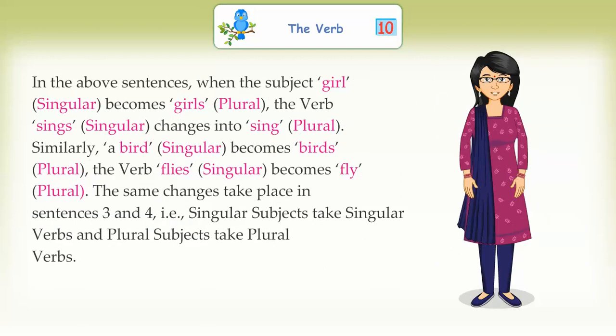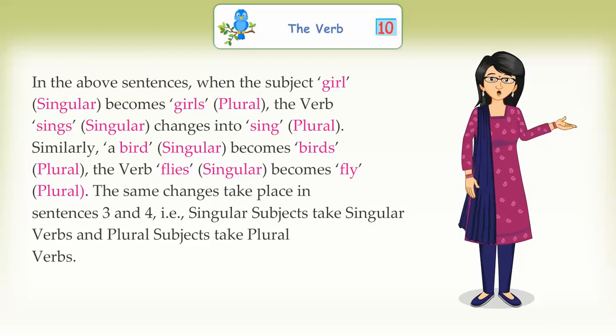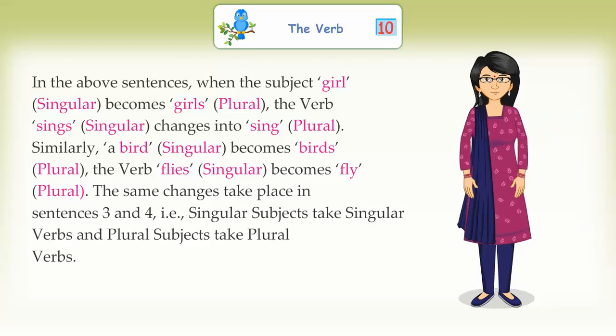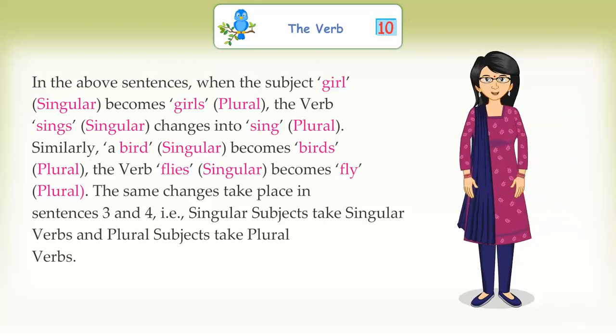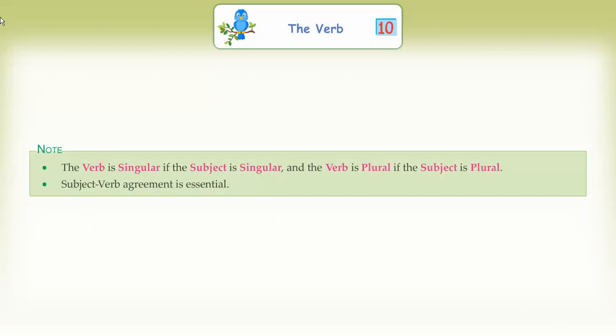In the above sentences, when the subject girl, singular, becomes girls, plural, the verb sings changes into sing. Similarly, a bird becomes birds, the verb flies becomes fly. The same changes take place in sentences 3 and 4, that is, singular subjects take singular verbs and plural subjects take plural verbs. Note, the verb is singular if the subject is singular and the verb is plural if the subject is plural. Subject-verb agreement is essential.